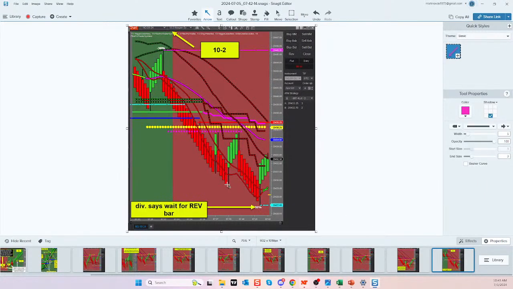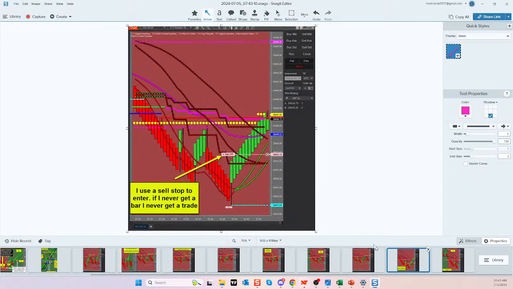There was no divergence on this one. Could have gone at the areas. Divergence on this one. Wait for the reversal bar. I hope you recognize that's a short trade, Pete. Everything's red. My areas are inside of favorable large triggers down. Yes. So this is a sell stop.